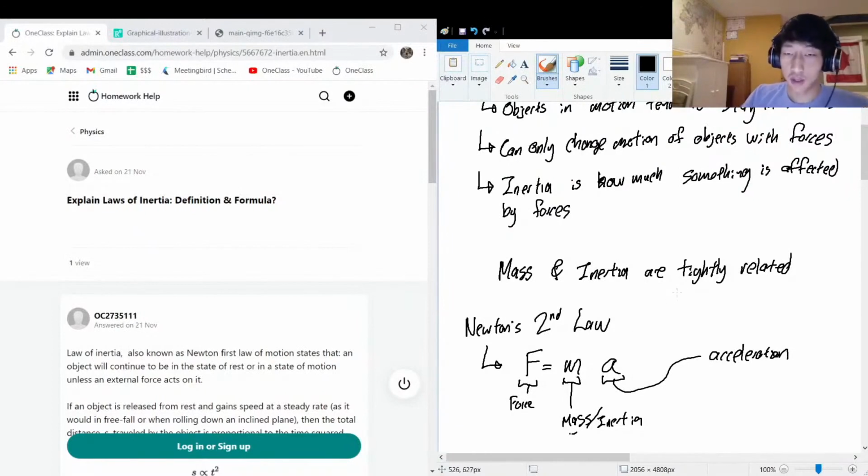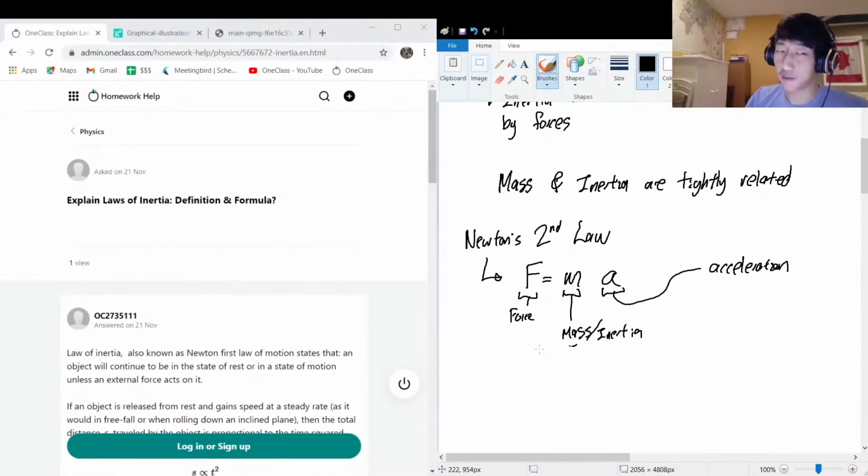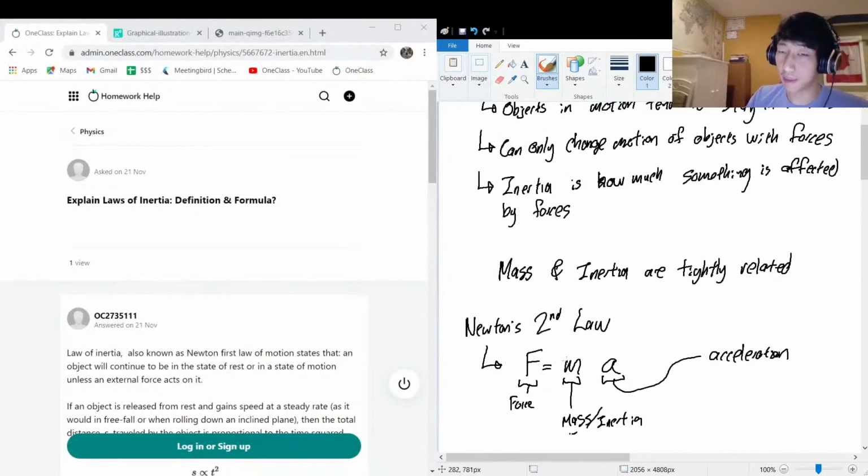Is there necessarily an easy formula for inertia? Anytime you see inertia, you should be thinking about mass, because they are very tightly related, and all equations and laws that involve mass are also de facto related to inertia, because of the mass and inertia relationship.